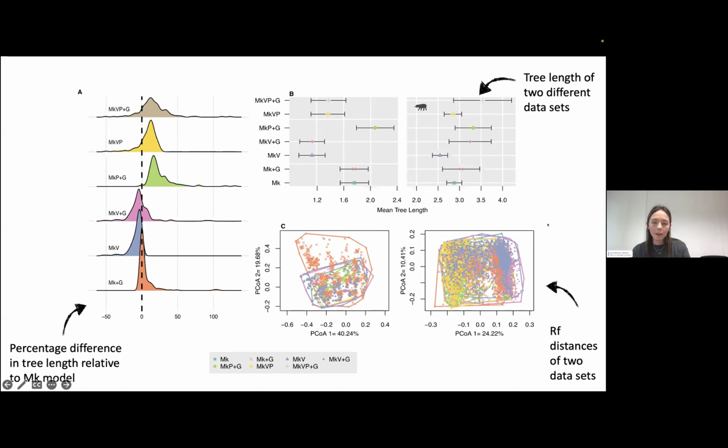Then these plots down here show the Robinson-Foulds distance, and they show the tree space. So the models are also impacting our topology. Understanding the tree length, how much evolutionary distance there is between species, and the actual topology that we're inferring are both being impacted by our choice of substitution model. So it's quite important to think about how we actually choose a model.